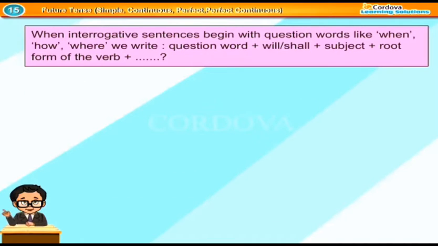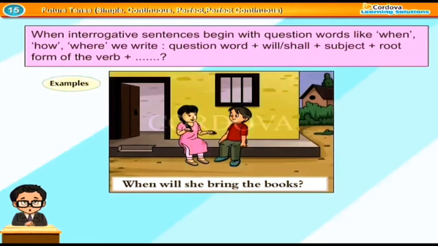When interrogative sentences begin with question words like when, how, where, we write question word plus will, shall, plus subject, plus root form of the verb, plus question mark. Example. When will she bring the books?